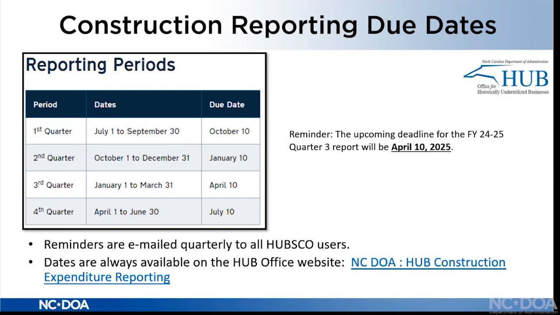So for every quarter, the due date is 10 days after that quarter ends. So if the project is finalized during that time period, that's when that due date is, 10 days after. So for Q3, which is what we would be looking to get reports on pretty soon, that covers January through March, that's going to be due April 10th. The Q4 report covers April 1 through June 30th, and that report would be due July 10th.